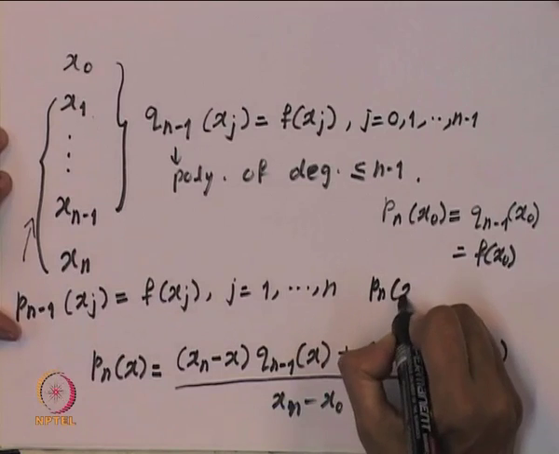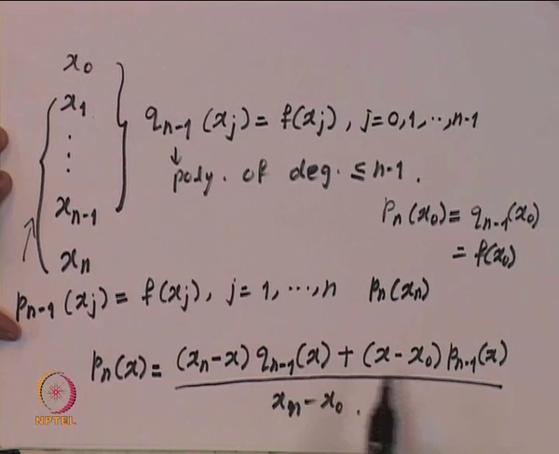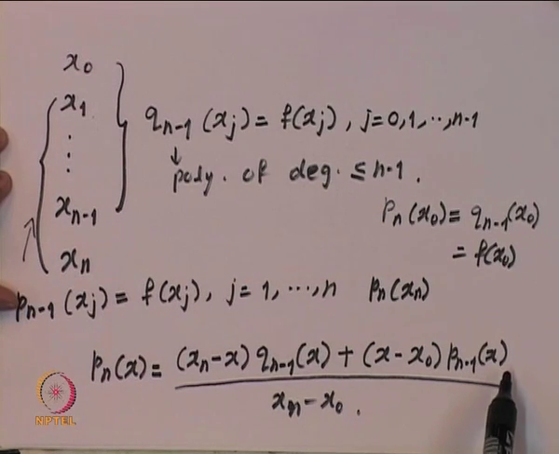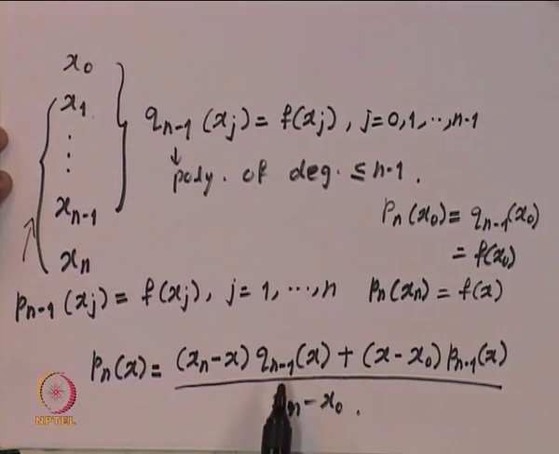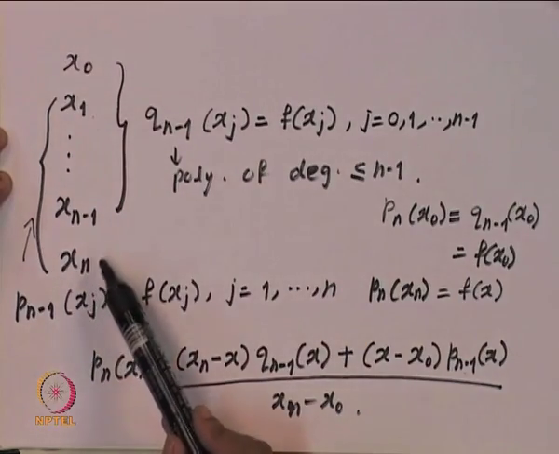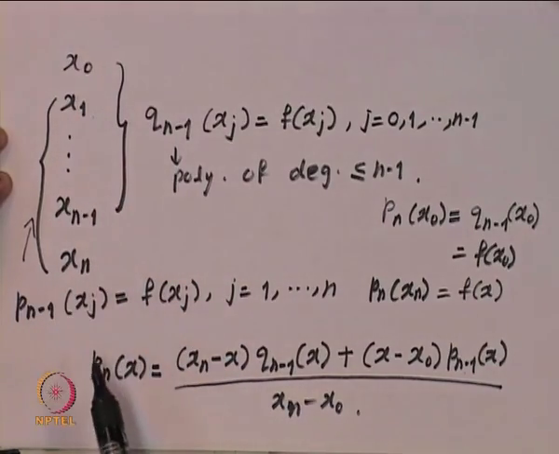Similarly, when I look at p n at x n, there will be no contribution from here. X n minus x 0 will get cancelled, so I am left with p n minus 1 of x n, and p n minus 1 of x n is f of x n. This q n minus 1 is a polynomial of degree less than or equal to n minus 1. I am multiplying by x n minus x, so this term will be a polynomial of degree less than or equal to n. This is a polynomial of degree less than or equal to n minus 1 multiplying x minus x 0, so this also will be a polynomial of degree less than or equal to n. Thus our p n will be a polynomial of degree less than or equal to n, which interpolates the given function at x 0 and x n. Now, it will also interpolate at the remaining points, so let us see that part.